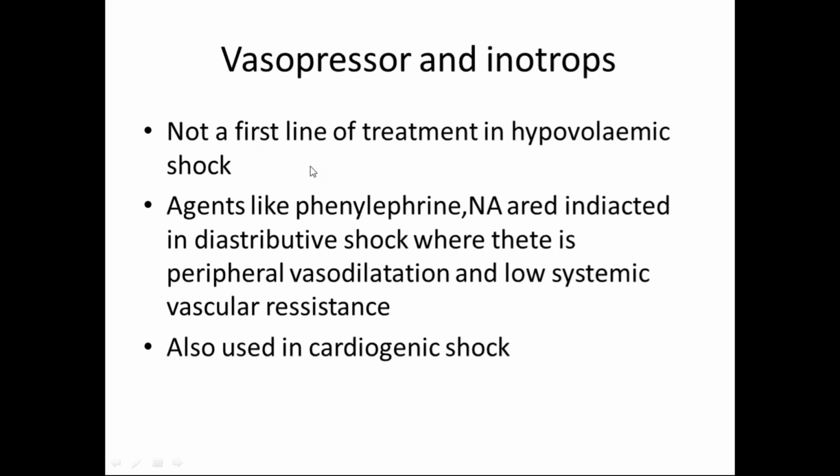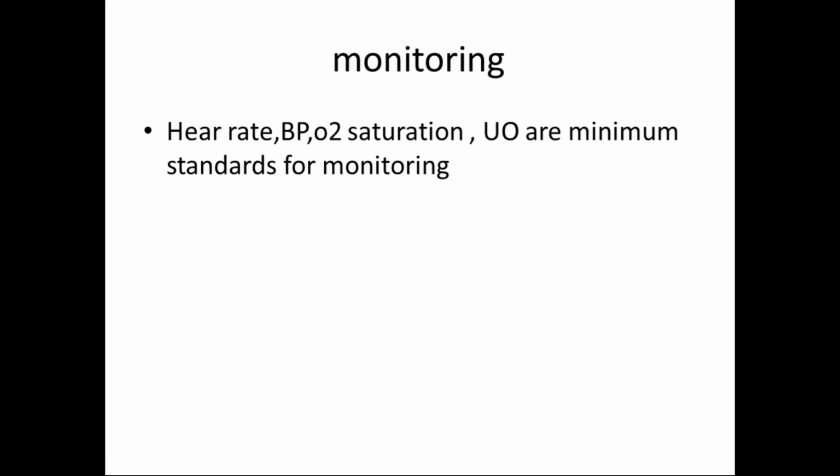Vasopressors and inotropes. These are not the first line of treatment in hypovolemic shock. The agents to be used are phenylephrine, noradrenaline, and the important inotrope used in cardiogenic shock is dobutamine. Remember, the vasopressors and inotropes used are phenylephrine, noradrenaline, and dobutamine.